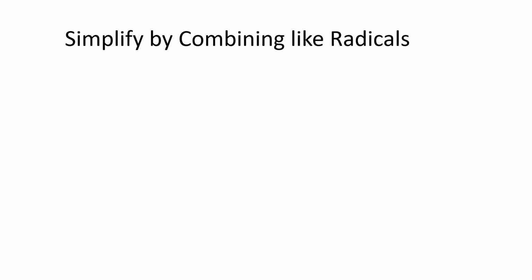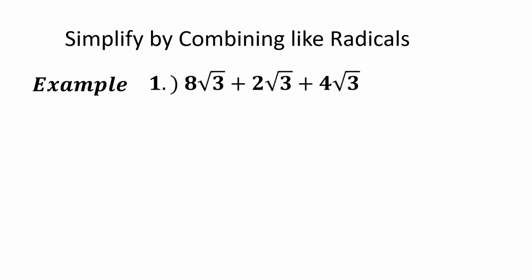Simplifying by combining like radicals. Let us have example number 1. The radical expression is 8 square roots of 3 plus 2 square roots of 3 plus 4 square roots of 3. In adding radical expressions, make sure that they have the same degree of radical and radicand. In our example, all given radical terms have already the same degree and the same radicand. The degree of radical terms is the square root. The radicand is 3. The two conditions that I mentioned earlier are already satisfied. Therefore we can now proceed to add.